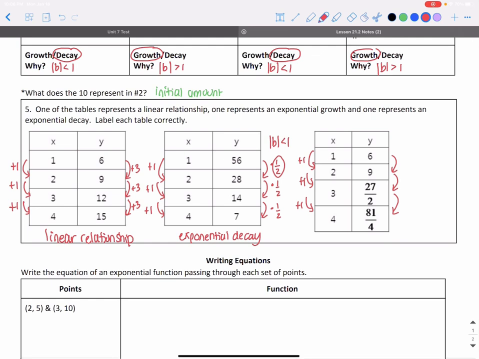I can find what I'm increasing by. Take 9, divide by 6. If I do that, 9 divided by 6, I get 3/2 if I simplify. So if I multiply 6 times 3 over 2, I get 9.